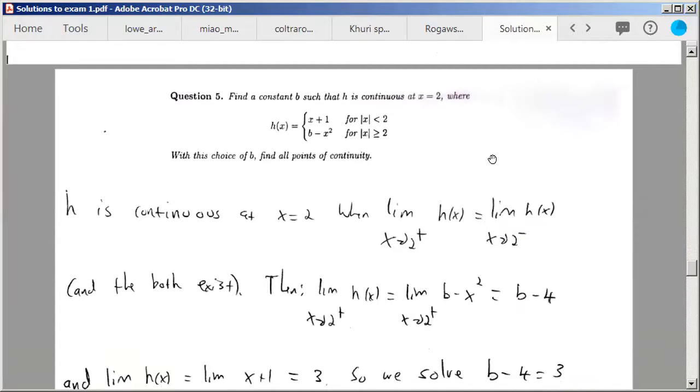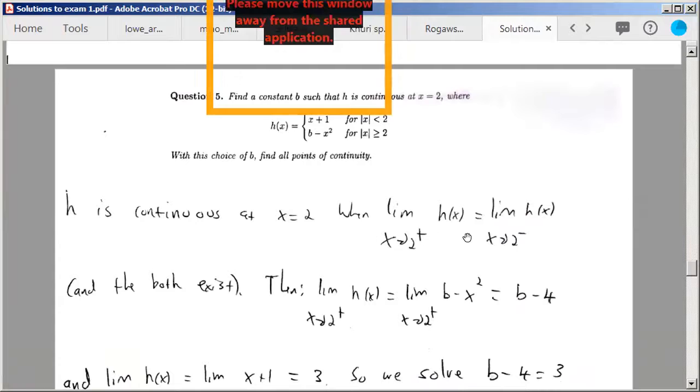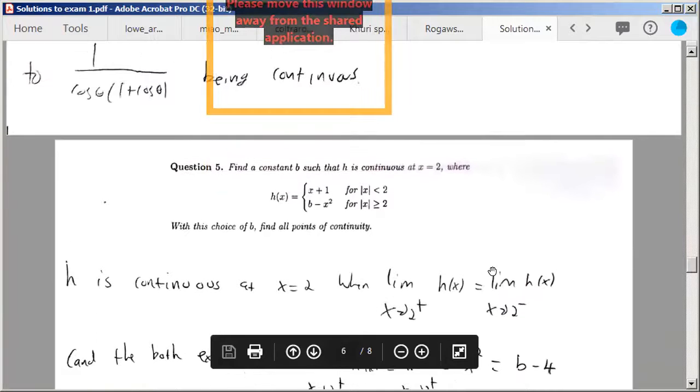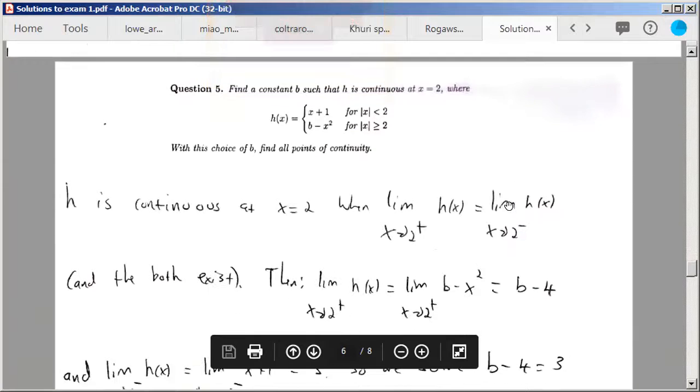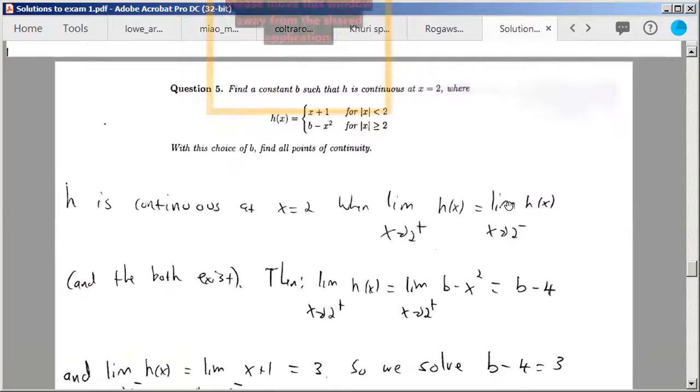For question 5. So this is: find a constant b such that h is continuous at x equals 2. And by the way, this is question 57.